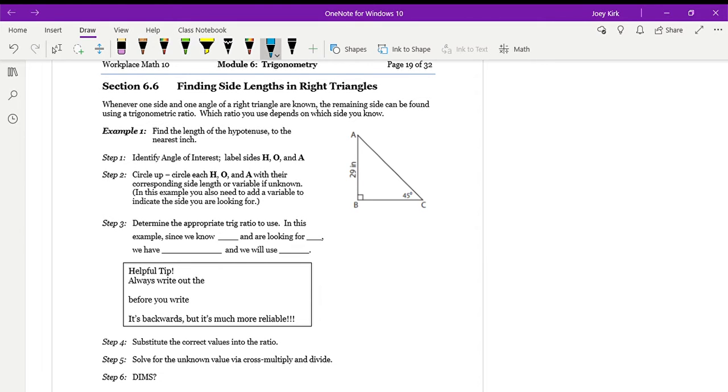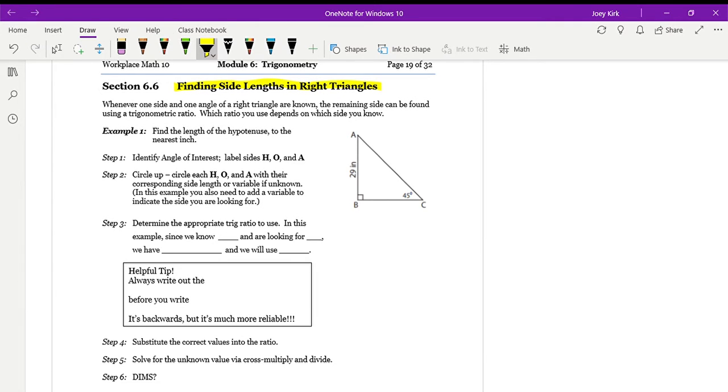Okay, so in section 6.6, we're going to be expanding more on what I discussed at the end of 6.5, and we're going to be looking at finding side lengths in right triangles. So we are going to be using the angle and our labeling and the sine, cosine, tan ratios to find the side length in a right triangle.